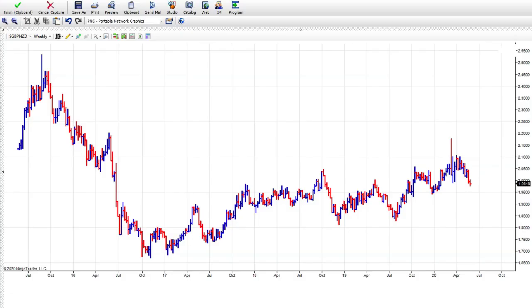On the chart before me is a real-time chart of the trading pair, the British pound versus the New Zealand dollar, and I'm looking at the chart on a weekly time frame. This means that each one of these price bars represents 1 week in history.